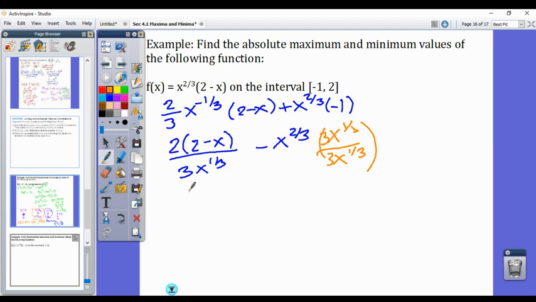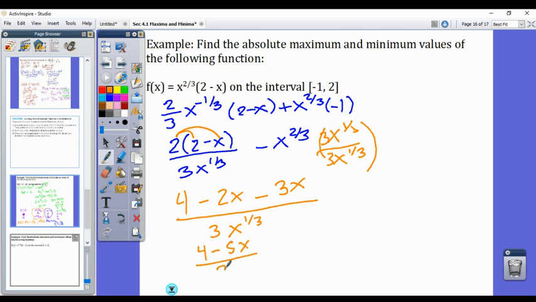Okay, so let's see. I'm going to distribute this. 2 times 2, which is 4, and 2 times negative x. So we're going to get 4 minus 2x minus 3x, all divided by 3x to the 1/3. So let's simplify this down. I have a negative 2x and a negative 3x, so I'm going to get 4 minus 5x, and that is all going to be divided by 3 times the cube root of x. Okay, so there's my derivative. It's a little messy there.